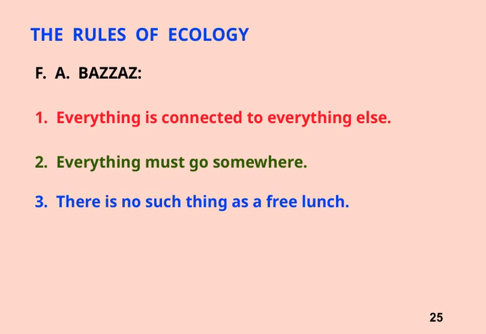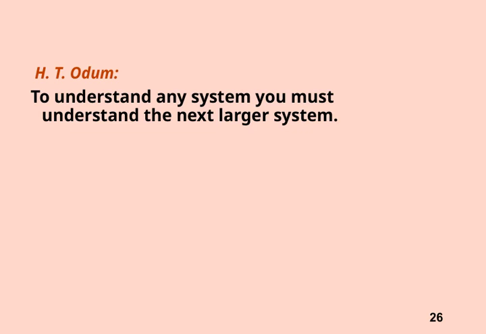When H.T. Odum said, "To understand any system, you must understand the next larger system," he was emphasizing a really fundamental idea in ecology and systems thinking. It's like looking at a tree and realizing you need to consider the forest to truly understand the tree. The same goes for any complex system, whether it's an ecosystem, an economy, or even a social system. If you want to grasp how a specific part functions, you need to see how it fits into the bigger picture. This perspective helps us understand the flow of energy, matter, and information across different levels.